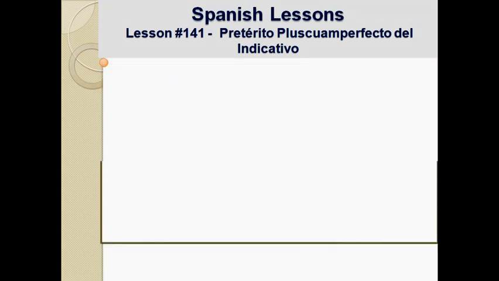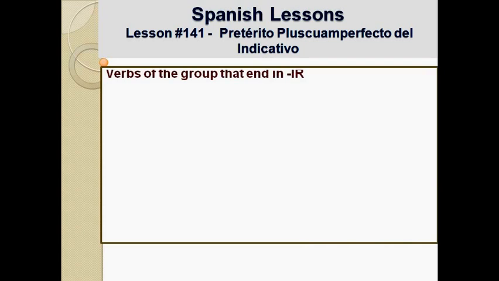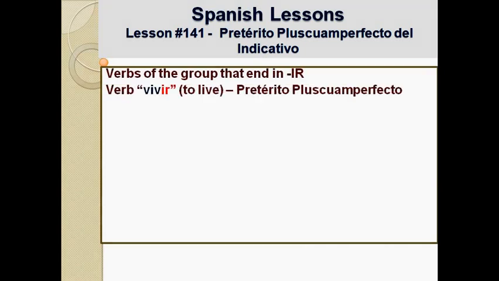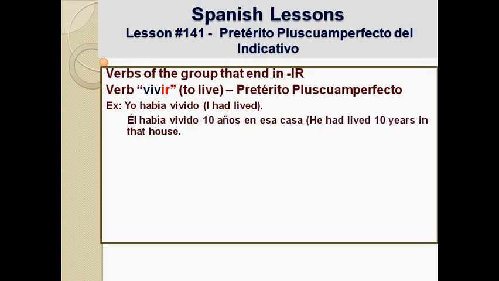So now let's finish with the third and last classification of Spanish verbs. This is the verbs that end in IR or ir. Example, this is a regular verb of this third group, the verb vivir. Vivir means to live. Example, yo había vivido. I had lived. Él había vivido 10 años en esa casa. This means he had lived 10 years in that house, or for 10 years in that house, okay?